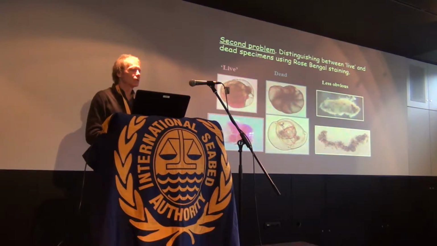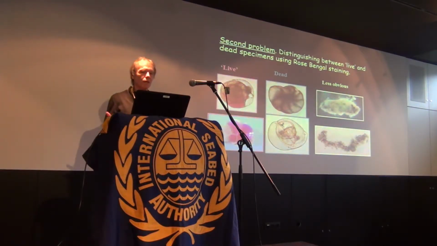The second problem is distinguishing live from dead specimens using rose Bengal staining. Now this is a routine operation in foram studies. Foram workers always stain modern samples with rose Bengal in order to differentiate specimens which were live when collected from those which were dead. And this is relatively straightforward with calcareous forams. You can see the stain quite well. But it's much less obvious in the case of some of these monothalamids which have stomata, but they have very sparse cytoplasm. So there's not very much cytoplasm there to stain. So it's much more difficult in these cases to differentiate live from dead specimens.